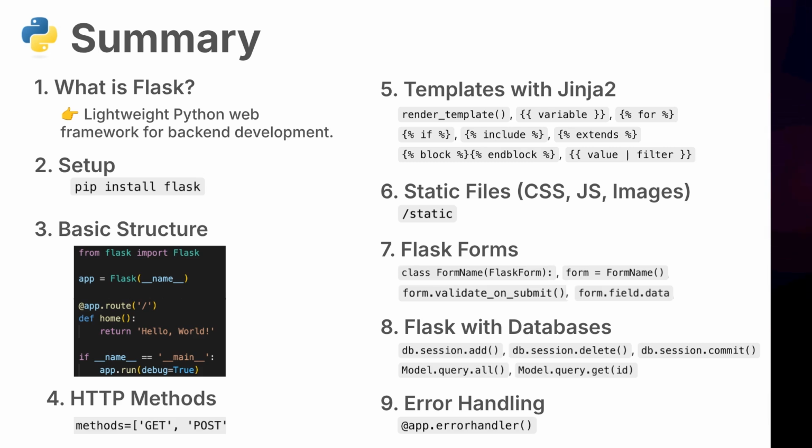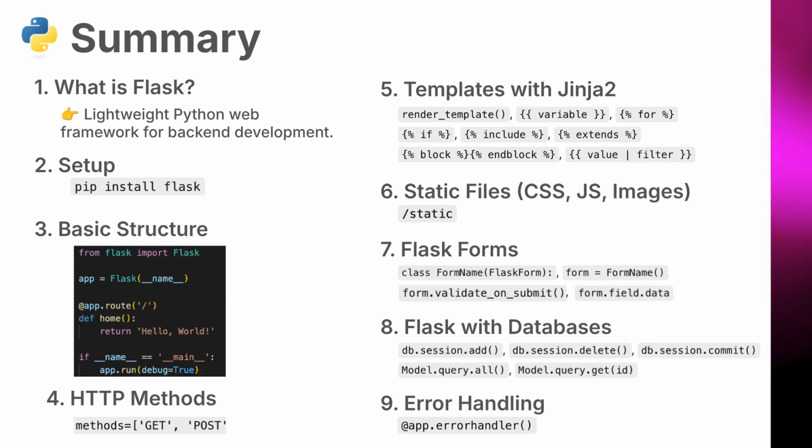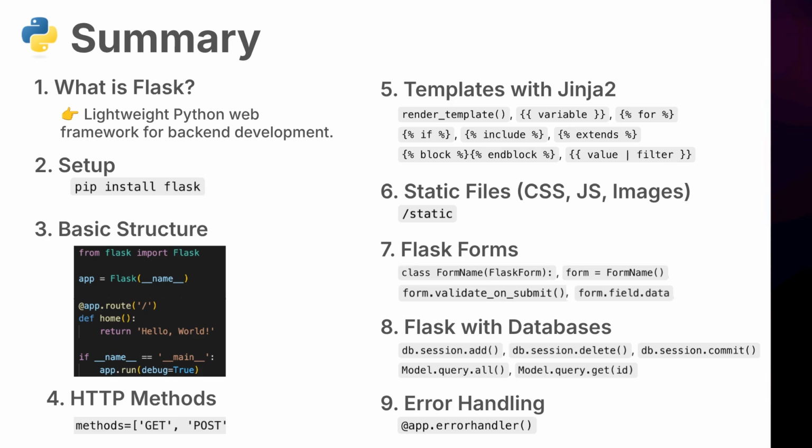5. Templates with Jinja 2. We practiced using Jinja 2 syntax like double curly braces to inject data, loop through content, use conditions, and organize templates. 6. Static files. We included external files like CSS, JavaScript, and images by placing them in the static folder and linking them using URL for function.